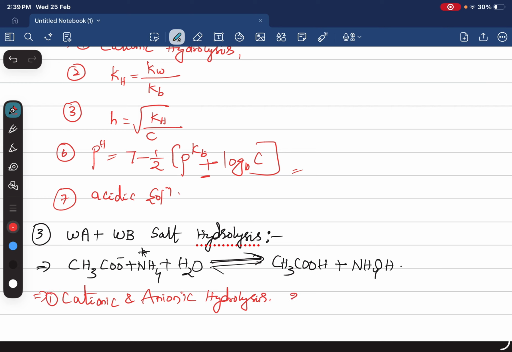And coming to Kh equals Kw by, here both are taken, so Ka into Kb, just the sum of the first two, nothing else. Here h equals under root Kh by Ka into Kb.